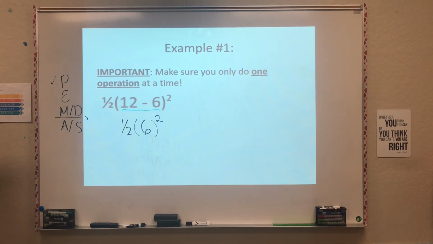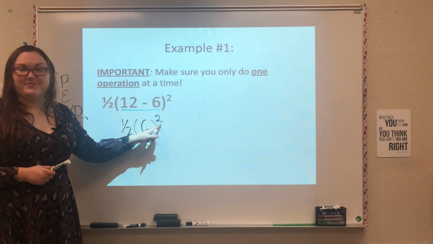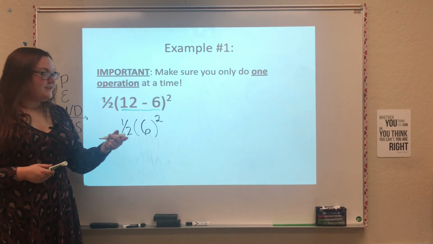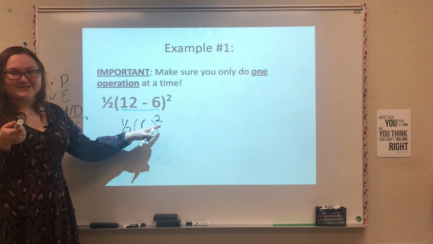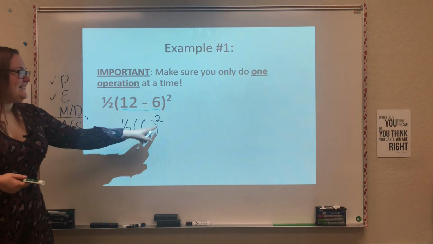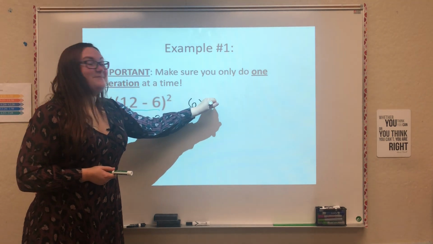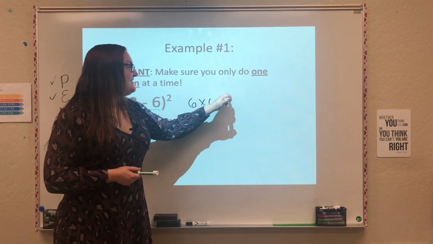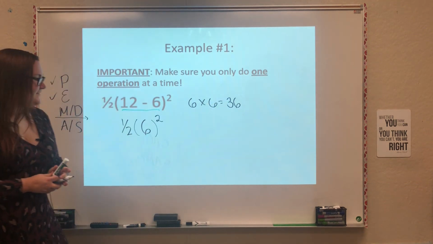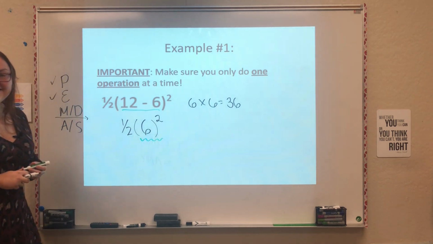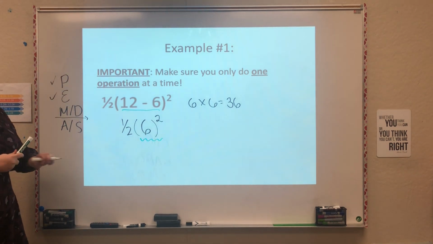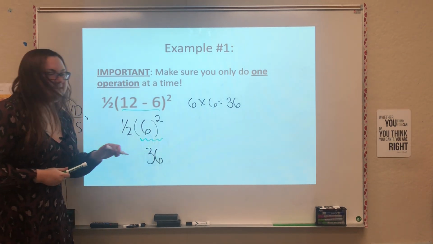Our next step, next is E, which is exponents. I see an exponent. There's an exponent right here. So the next thing I would want to do is do my 6 squared. Remember, 6 squared, it's not 6 times 2. 6 squared is 6 times 6, which is 36. So my next step is I'm going to do this part right here and say, well, 6 squared is 36.